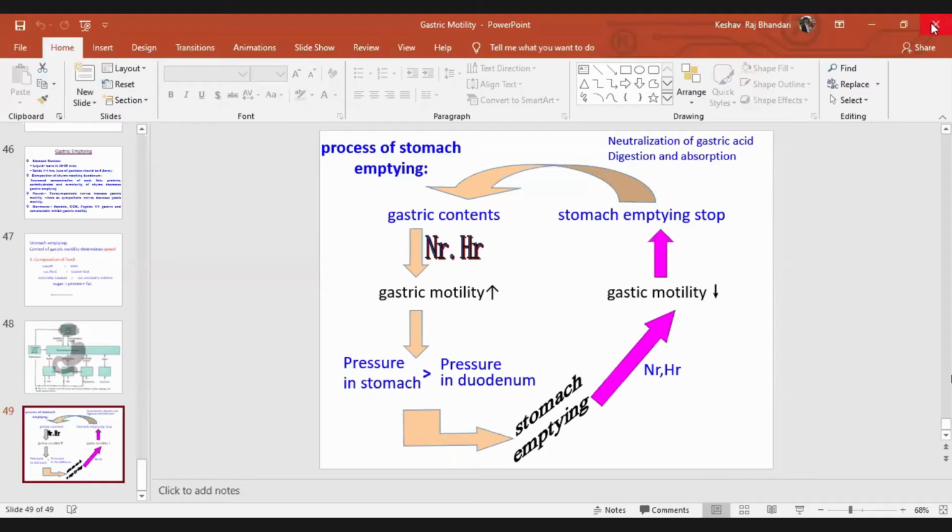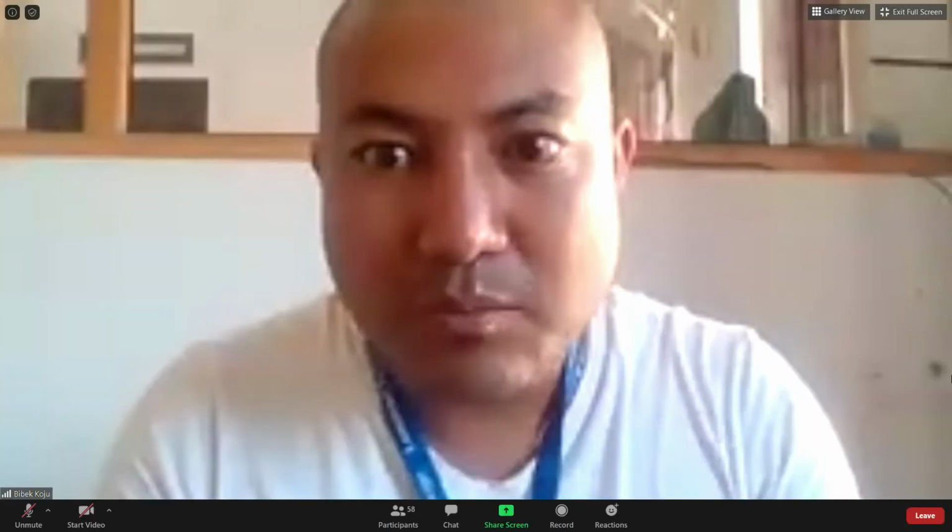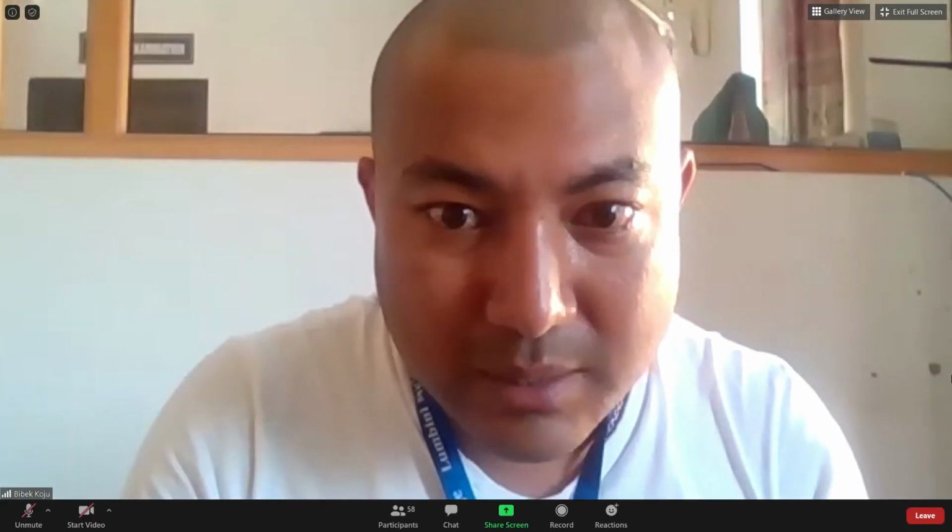This is about gastric motility and emptying. Now we will be doing pancreatic secretion. Am I clear about the gastric emptying? Right, there are two mechanisms of gastric emptying.